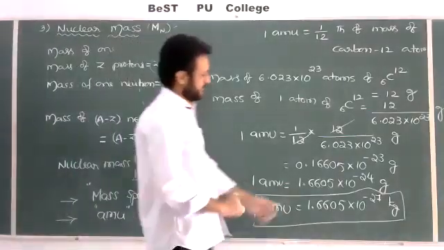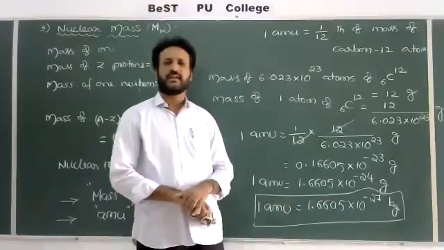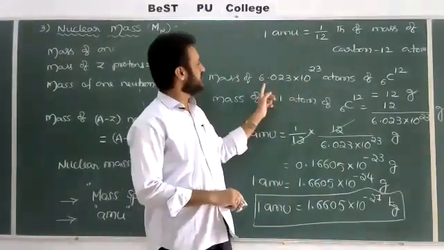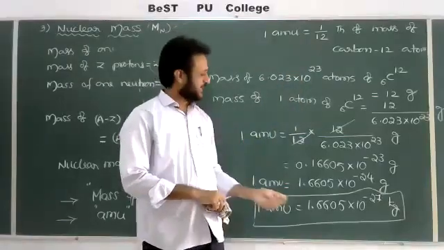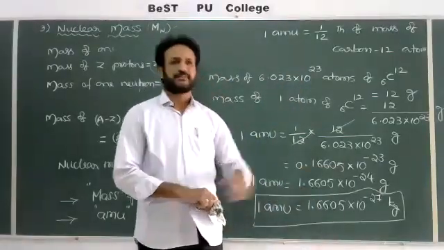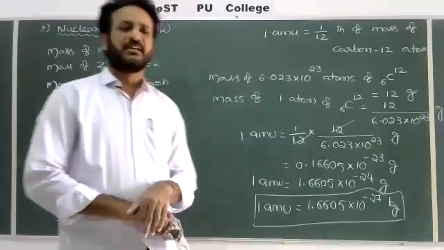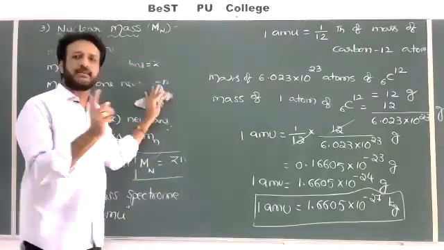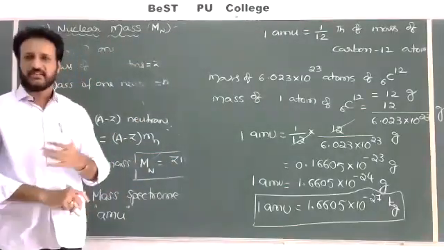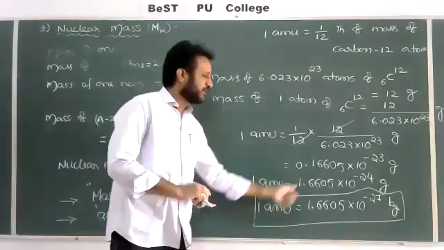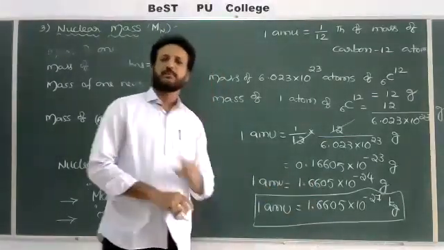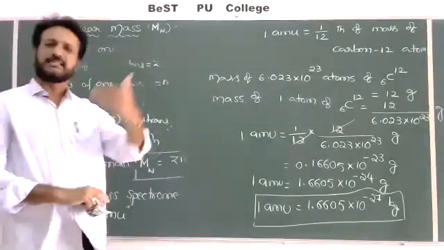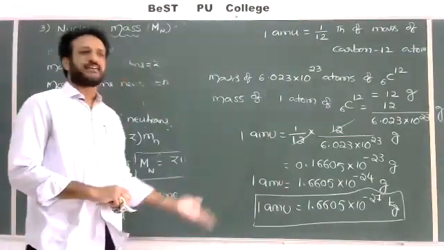Approximately, no problem, for calculations you may take only 1.66. Actually the Avogadro number has more digits, 6.023 something, so you may take 1.66 × 10^-27 kg, 1.6605 is not necessary for calculations. Whenever you want to convert AMU to kg in numericals, just multiply with 1.66 × 10^-27. If you want to convert kg to AMU, just divide by the value. Simple.